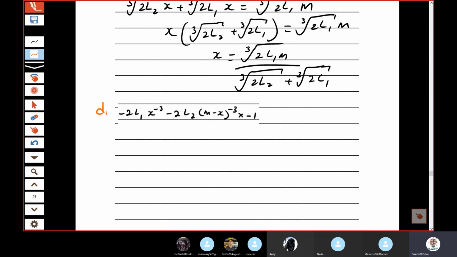That was dN on dx. All right, d squared N on dx squared. Here we go. Bring the negative 3 down, I get 6 L1 x to the negative 4. That's plus 2, wasn't it? So then that becomes negative 6 L2 (m take away x) to the negative 4. All right, very good. 6 L1 on x to the 4 minus 6 L2 on.